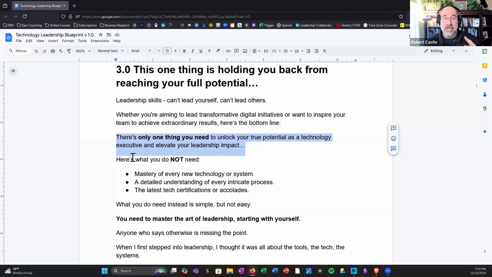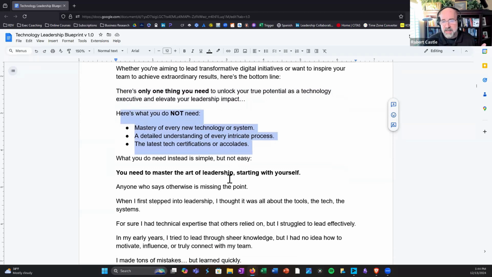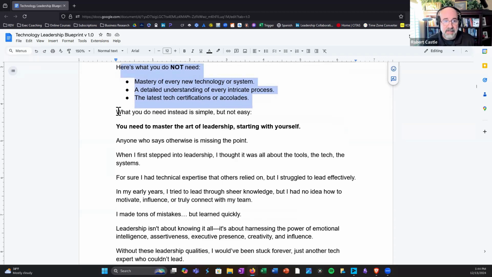Here's what you don't need. You don't need mastery of every new technology or system. You don't need a detailed understanding of every intricate process. You don't need the latest tech certifications and accolades. What you do need instead is simple, but it's not easy. You need to master the art of leadership, starting with yourself.